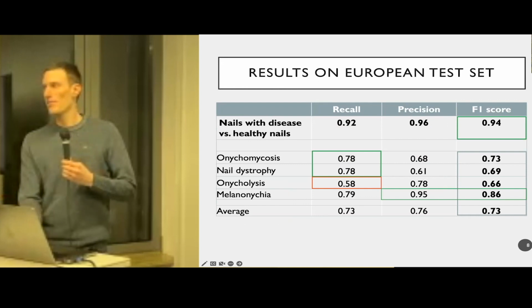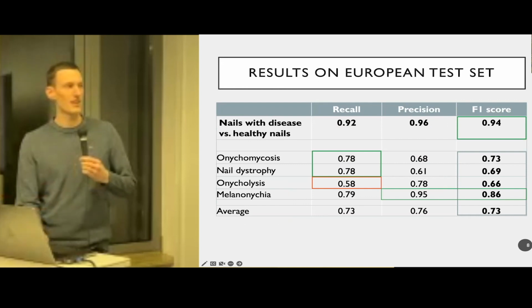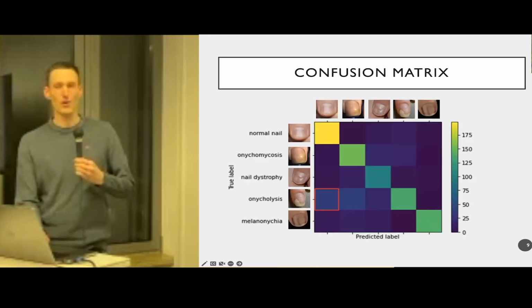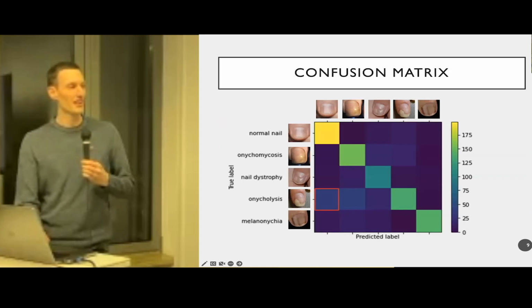Which kind of made sense for us because many of these images look like normal nails to us. I mean, we're not doctors, but it looks like they can be easily confused, and actually that's what we also found in the end in the confusion matrix, that the model has most problems distinguishing healthy nails from these onycholysis type of nails.